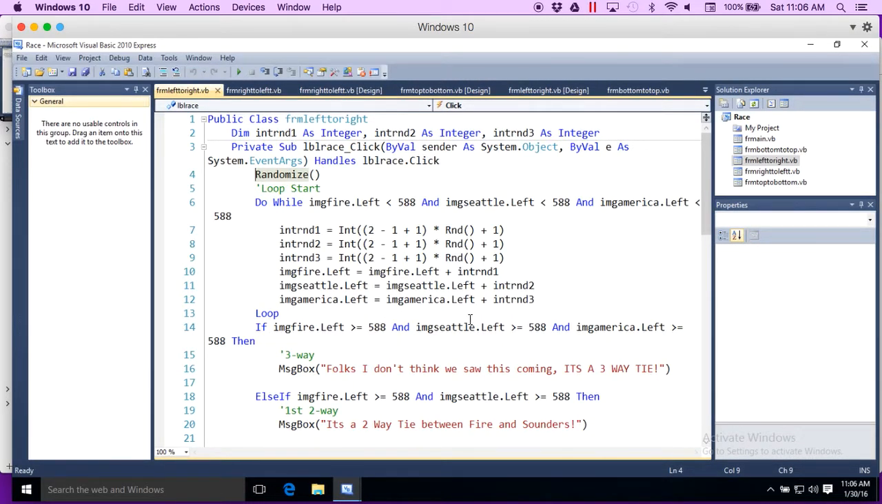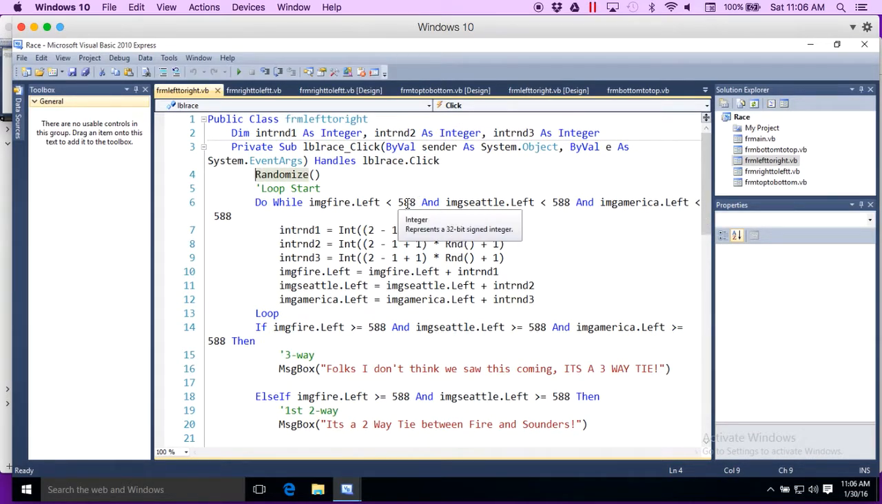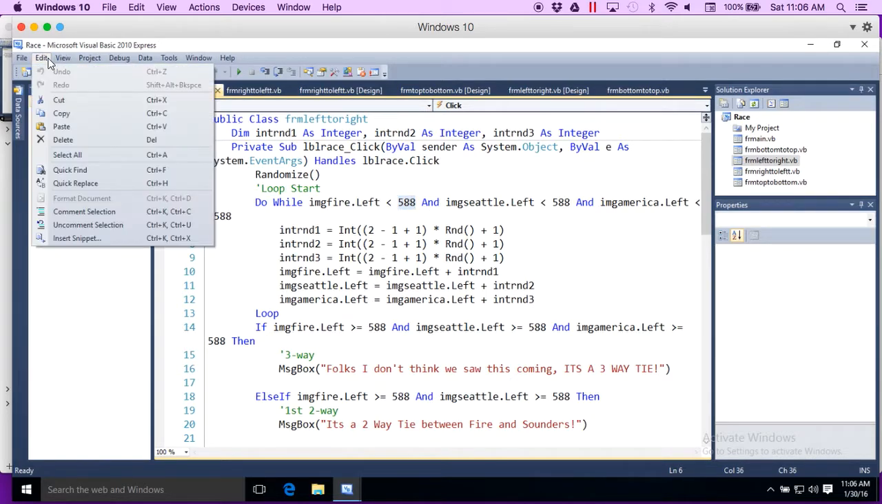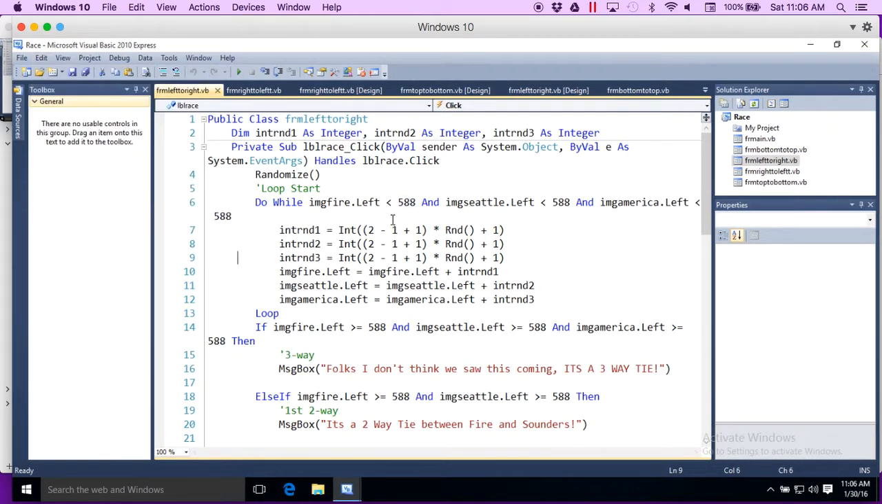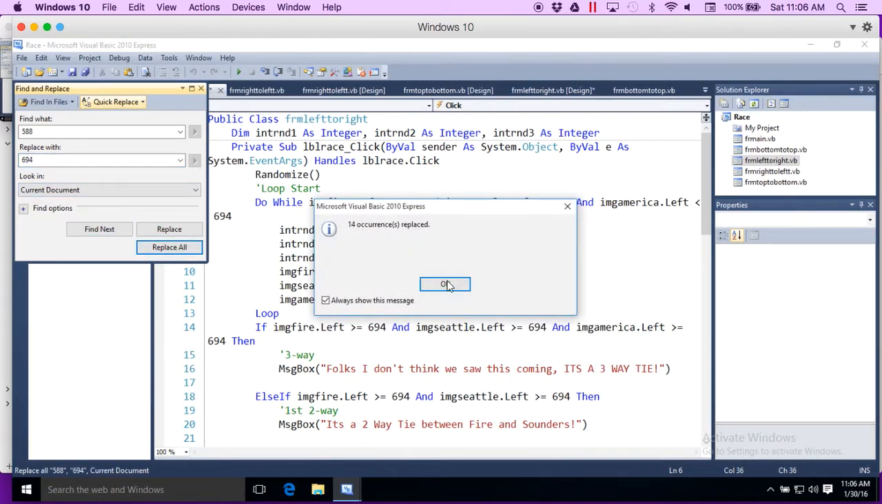Well, if you see my coding, you don't see any reference to 694. I have 588. Why is that? Well, watch, I'm going to replace them all. There's this nice little quick replace. Look what I'm doing here. I am selecting 588, and I need to replace all of them with 694 to show you something. Quick replace, find what, 588, replace it with 694. Replace all. 14 of them were replaced.